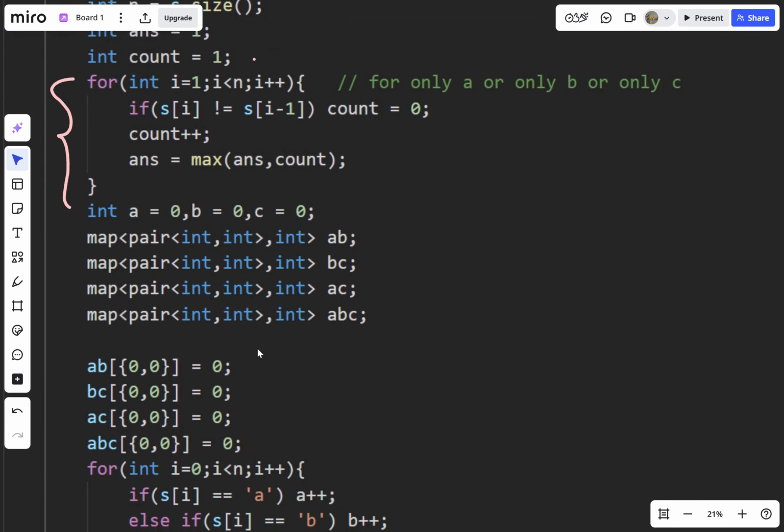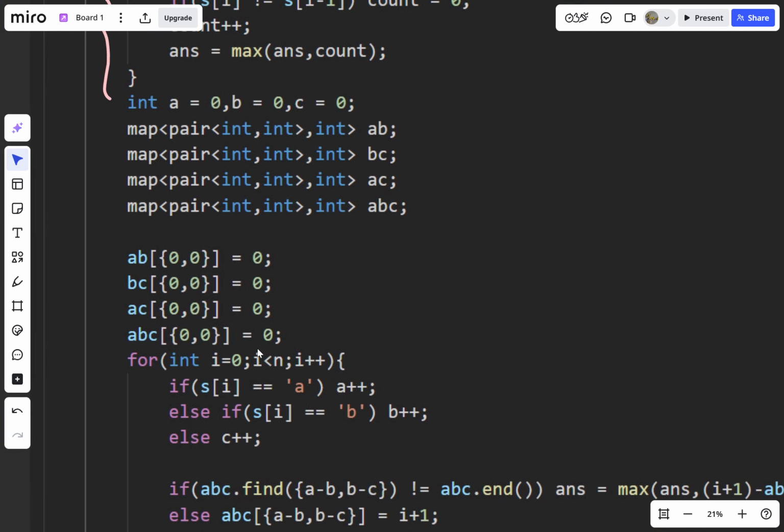Now our second part starts. In this part we are initializing prefix A, prefix B, and prefix C, which are the counts. I have not stored them anywhere; rather, I have made the variables A, B, and C, and I am calculating the answers and storing them in a map by traversing with the for loop only.